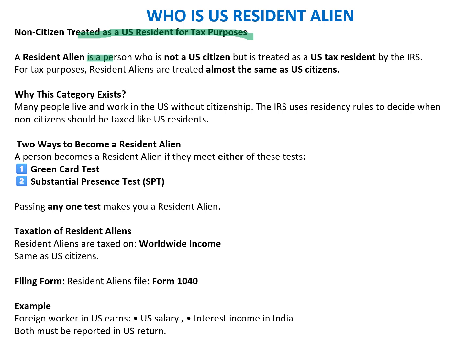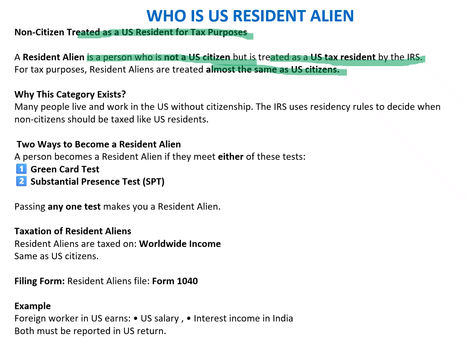A resident alien is a person who is not a US citizen but is treated as a US resident by the IRS for tax purposes. Resident aliens are treated almost the same as US citizens, which means that as far as the consequences of tax, the filing of forms, and the taxing of worldwide income are concerned, the concept is the same for the US citizen and the US resident alien. But the difference is that a US citizen may enjoy certain other political rights, like the right to vote, which is not available to the US resident alien. But for tax purposes, the tax consequences are the same for a US citizen as well as the US resident alien.